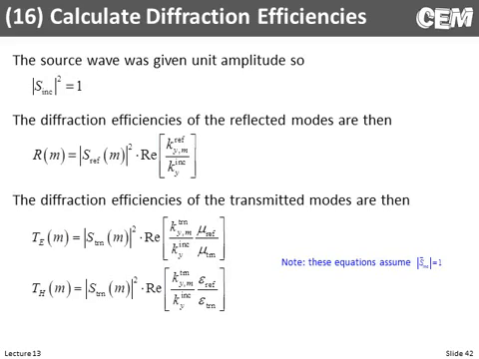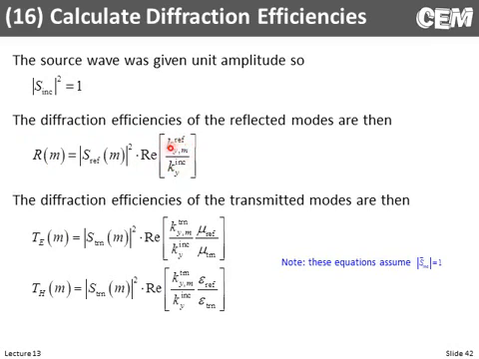Now we have all the information we need to calculate the diffraction efficiencies associated with each spatial harmonic. Well, one thing we did, we made our source have unit amplitude. So this S int squared just equals 1. And in fact, we don't have to write it in our diffraction efficiency equations anymore. So dropping it, our diffraction efficiency equation becomes this.